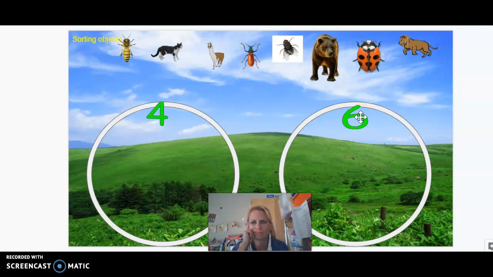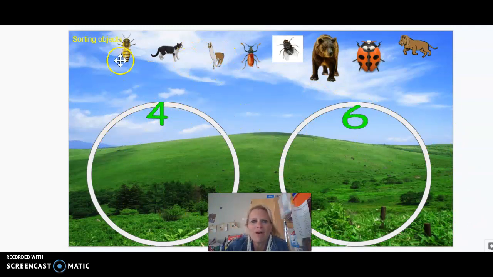I'm going to be sorting by something that's similar that maybe they have 4 of, and something that's similar that they might have 6 of. It's going to be legs. So I'm going to be looking at all the different animals, and I'm going to be counting their legs. And if they have 4 legs, I'm going to put them in this group. If they have 6 legs, I'm going to put them over there.